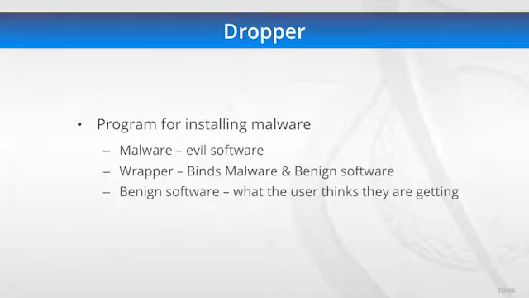A dropper. Now this one is very specific to creating Trojans. It is a program for installing malware. And it has actually three components to it. The malware, which is the evil stuff. The benign software, which is what the user wants. And the wrapper, which takes both of them and puts them together. So dropper is one of the types of program for installing malware, creating this executable that is then offered to the end user.